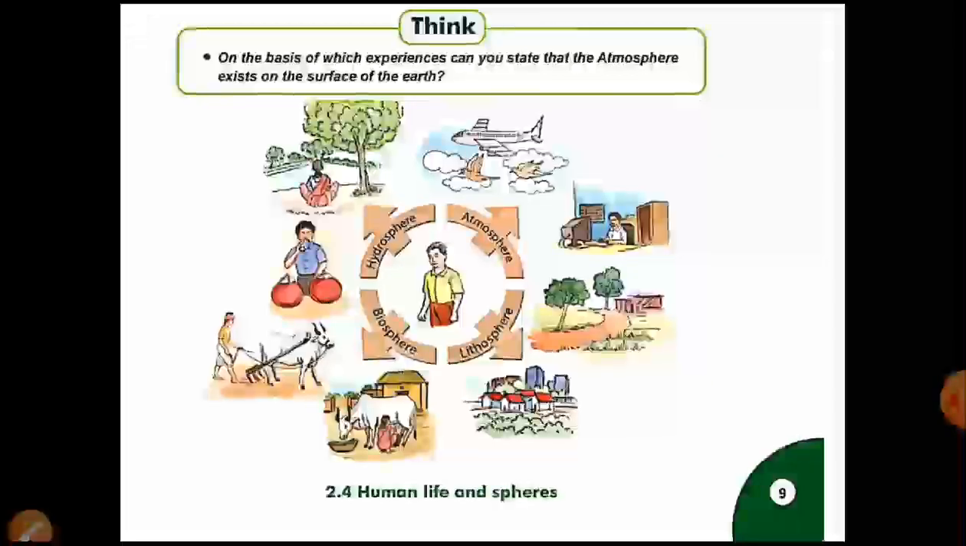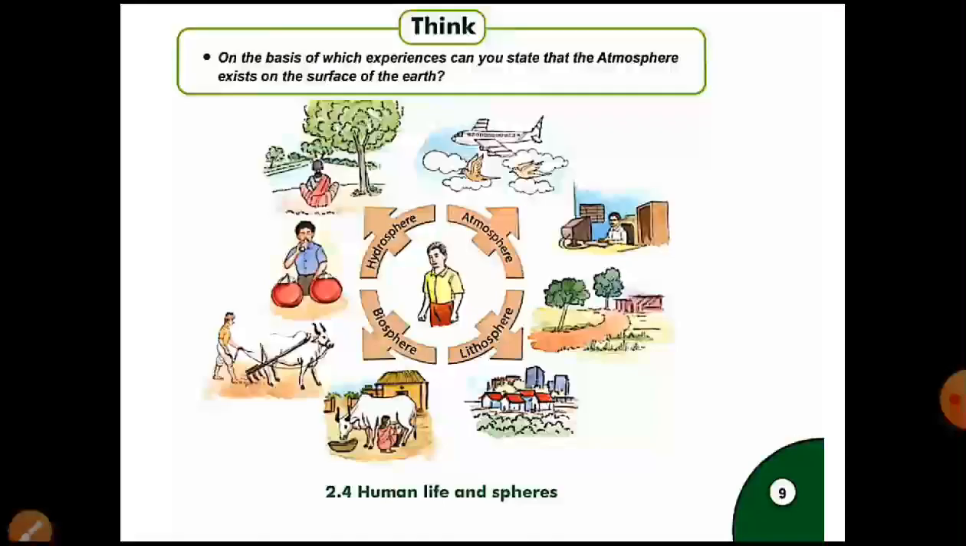So in this picture, what is given? Human life and spheres. You have to think, on the basis of which experiences can you state that the atmosphere exists on the surface of the earth? On the basis of what you can see that the atmosphere is there on the earth. You have to think and answer it in the comment box.